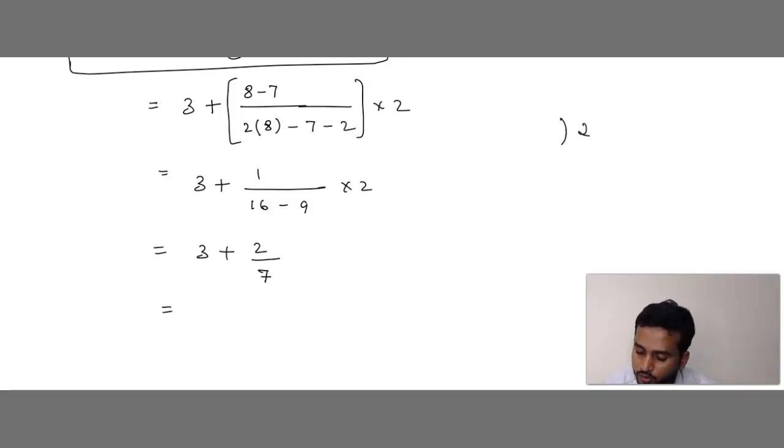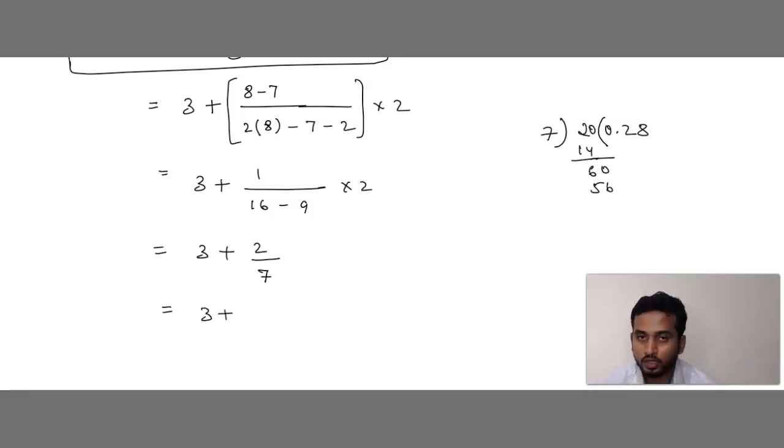So can we do it like this? 2 divided by 7. So point, take a 0. 7 2s are 14. Correct? Remainder is 6. Already we have taken the point, so if you want, you can take one more digit also. It becomes 60. 7 8s are 56. The numbers will go on continuing. So after the point, you can stop at 1 digit or 2 digits, your wish. So 3 plus 0.28.